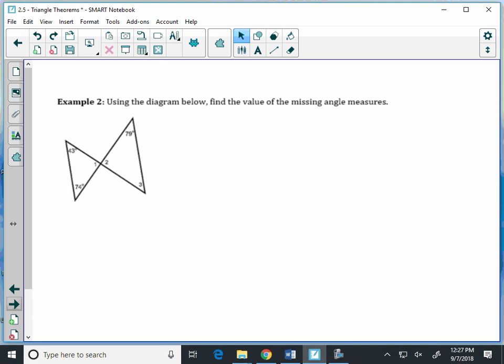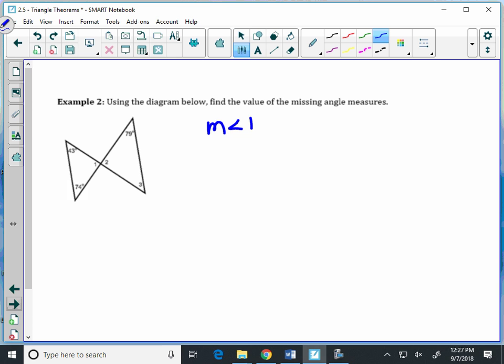So look at example 2. It says using the diagram below, find the value of the missing angle measures. Okay? Well, what angle do we have to find first? Do I have an option? First? Yeah, we have to find one first. Can't really find 2 or 3. Okay? So let's find the measure of angle 1.